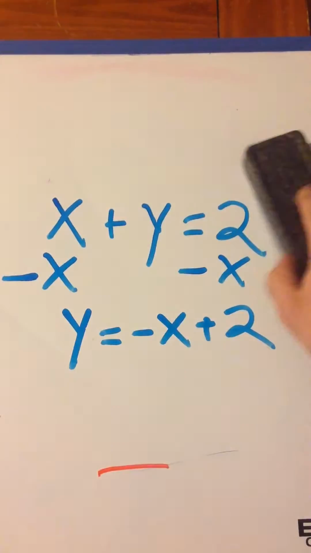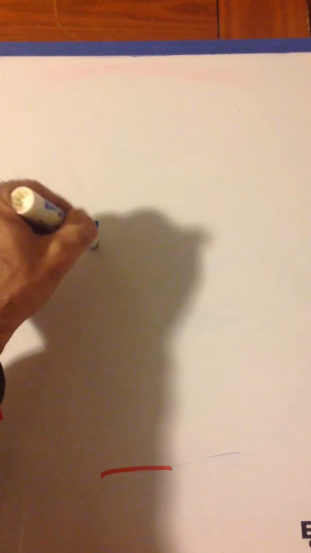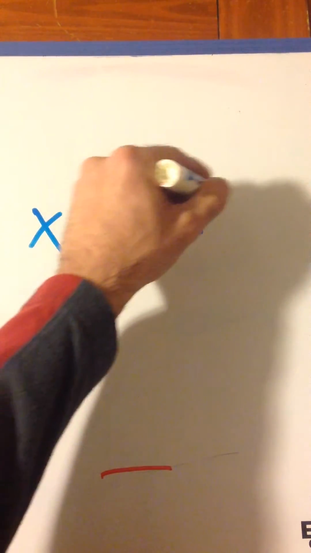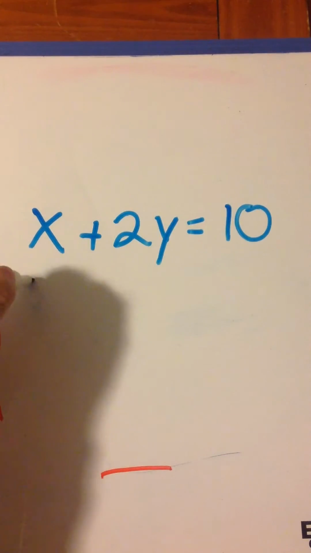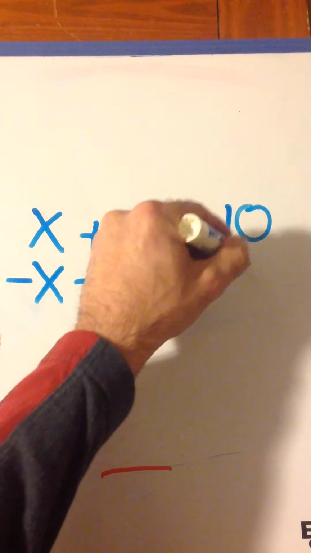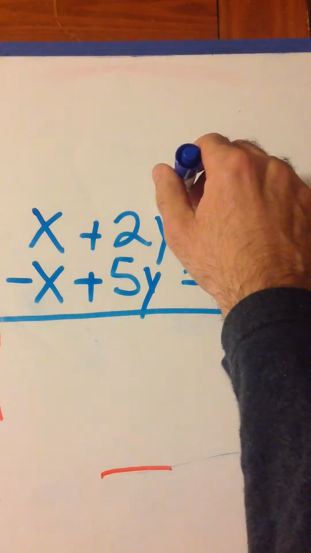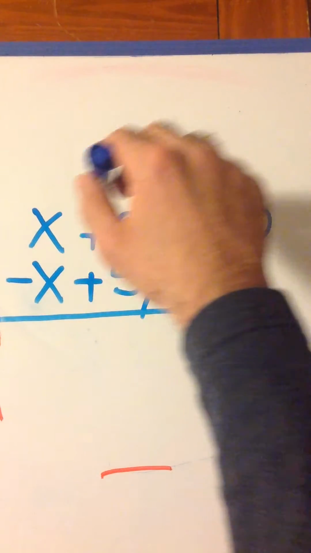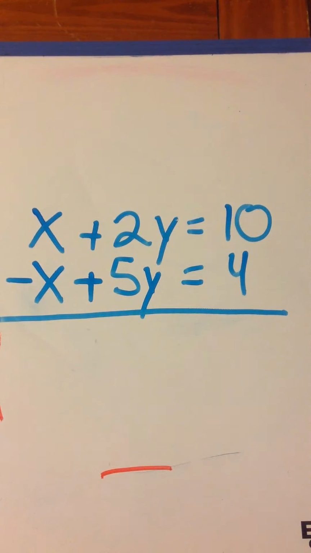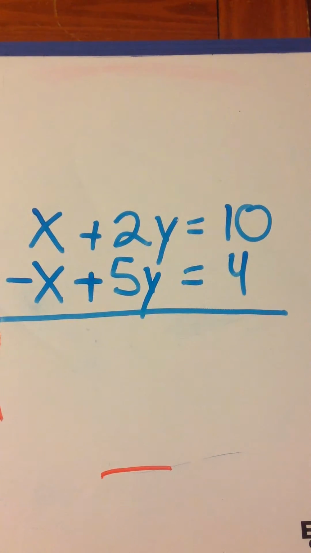Okay, so let's take an equation. Let's take x plus 2y equals 10. And then we'll take negative x plus 5y equals 4. Put a line underneath. Now again, we're trying to eliminate either an x or a y. We're trying to find how we can eliminate either the top or the bottom equation. So again, we can see that there's an x and a negative x. So automatically we know they're the inverse of each other and they're gone.